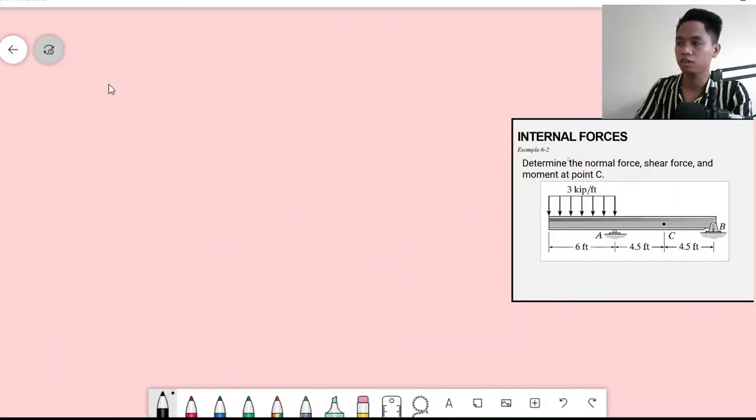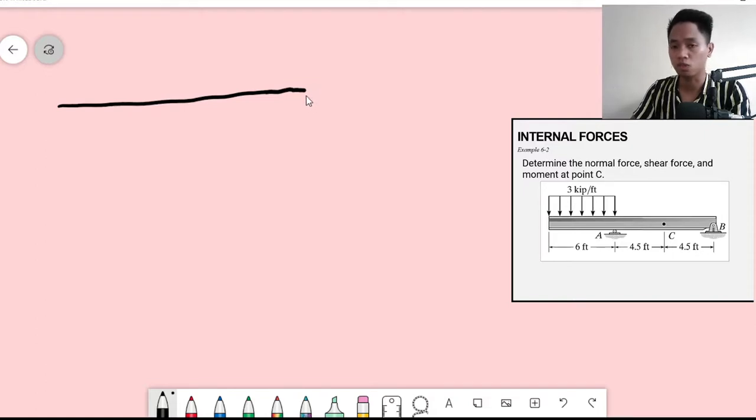Okay, so let's start with the reaction. We still have no BX, since we have no other force in the X direction. So this would be our BY, and then the reaction at A.